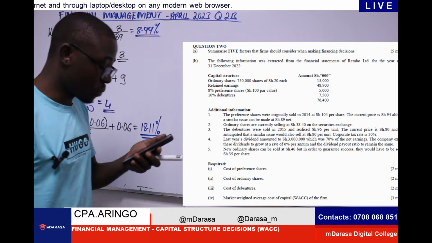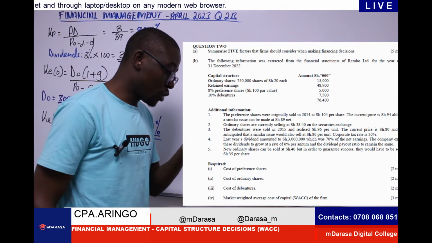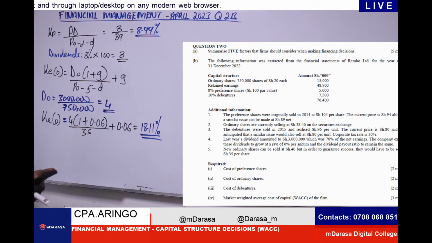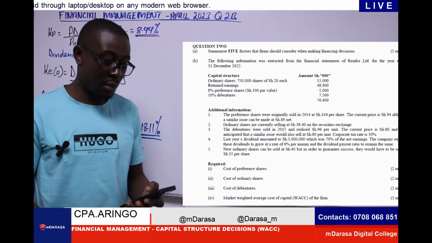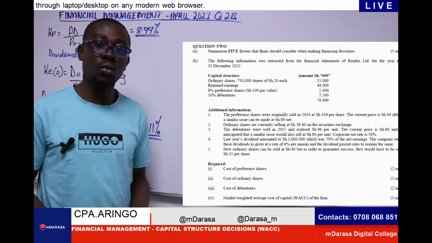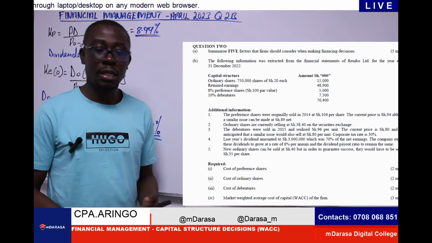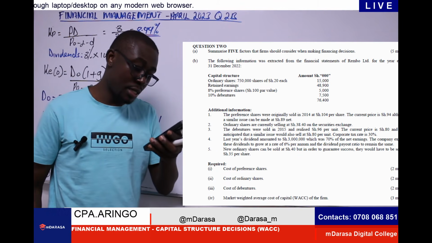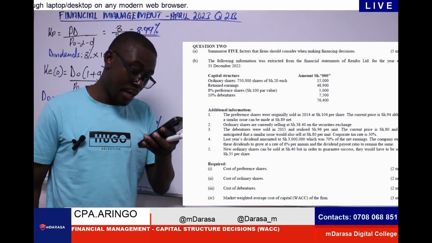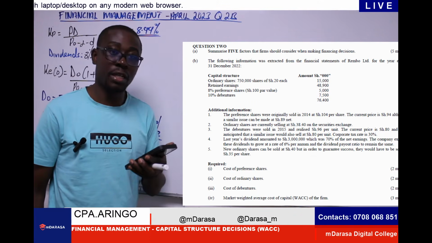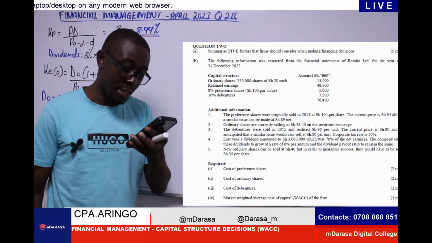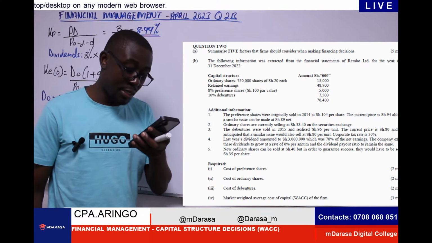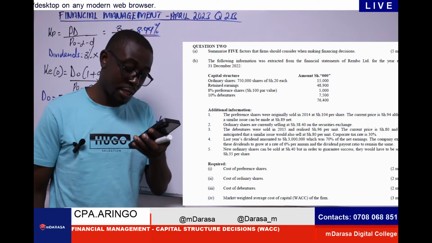After that point, we proceed to the next item where we are told to compute the cost of debentures. The question that we're going to ask ourselves is, are we dealing with redeemable debentures or irredeemable debentures? In our case, check note 3, kindly. The debentures were sold in 2015 and realized 96 per unit. The current price is 80 and it's anticipated that a similar issue will also sell at 80 per unit.